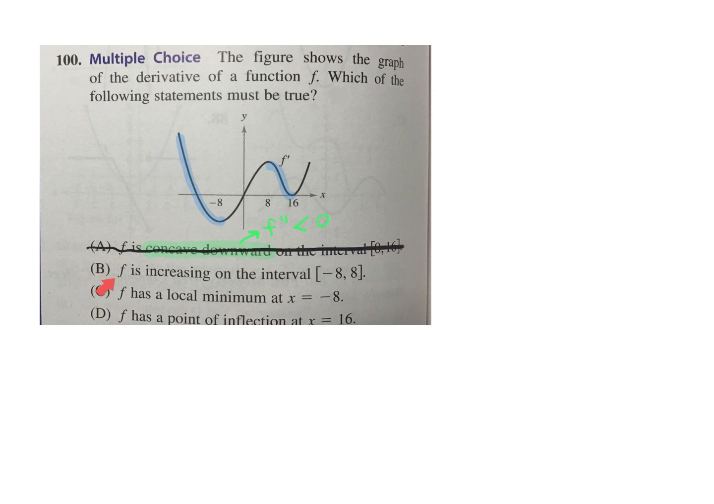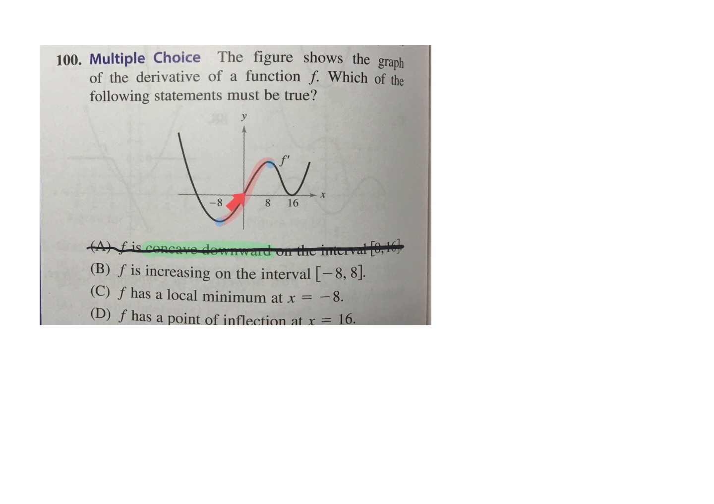Okay, what about part B? F is increasing on the interval from negative 8 to 8. Well, the graph of f prime tells us the slope. And the slope at negative 8 is negative. If the slope of f is negative here, then it's actually decreasing. It's decreasing pretty fast, but now it's decreasing a little more slowly until the slope is 0.